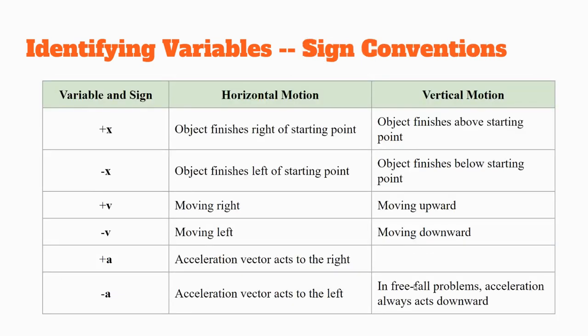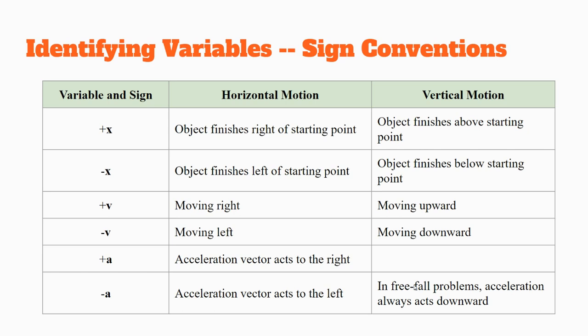And let's talk about sign conventions in identifying variables. When the variable has a plus sign, plus x means the object finishes to the right of the starting point. In vertical motion, the object finishes above the starting point. When it's negative x, it means the object finishes to the left of the starting point, or below the starting point.